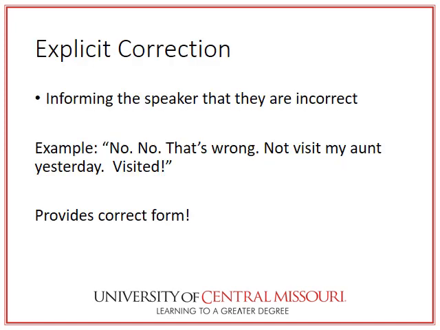So the explicit way to respond and give feedback would be to inform the speaker that they're incorrect. "No, that's wrong. Not 'visit my aunt yesterday,' 'visited.'" You're providing the correct form. You're making them aware of the error. This isn't terribly helpful for new language learners and for children. Typically, competence is more meaningful to them, and to communication that they have with others. Now, older learners who have learned more about grammar do appreciate explicit correction more. So it depends on the learner.